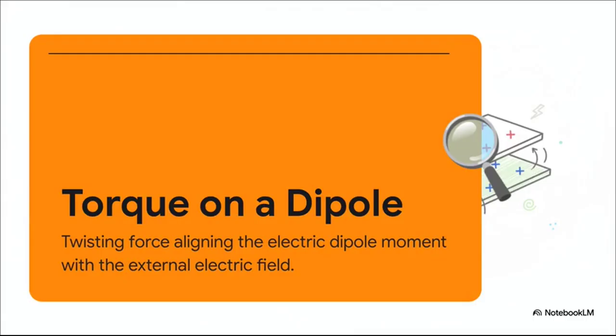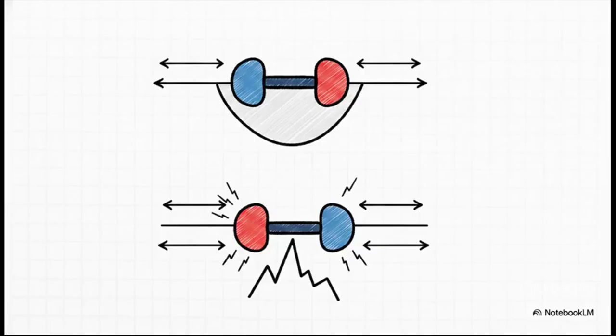The field grabs both ends of the dipole, creating a torque, a twisting force. This torque, which we calculate as P times E times the sine of the angle theta, desperately tries to twist the dipole moment until it rests in perfect alignment with the external field lines. Now, manually rotating the dipole against this twisting force requires external work. And, you guessed it, that work is stored as potential energy.